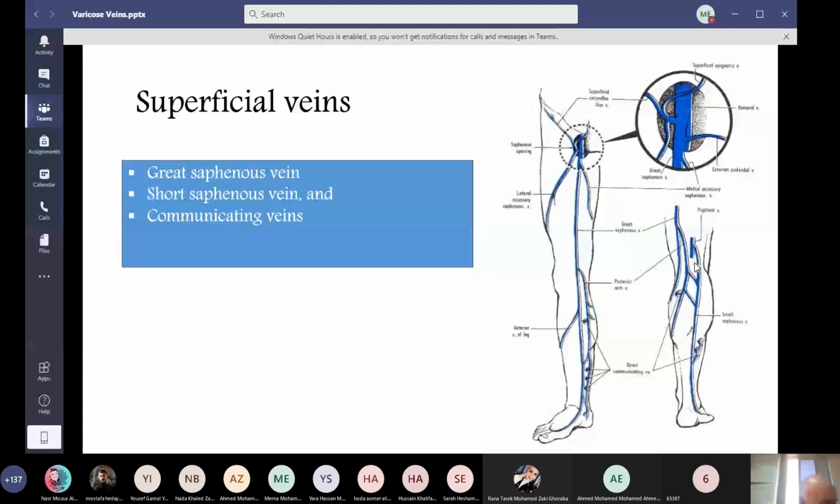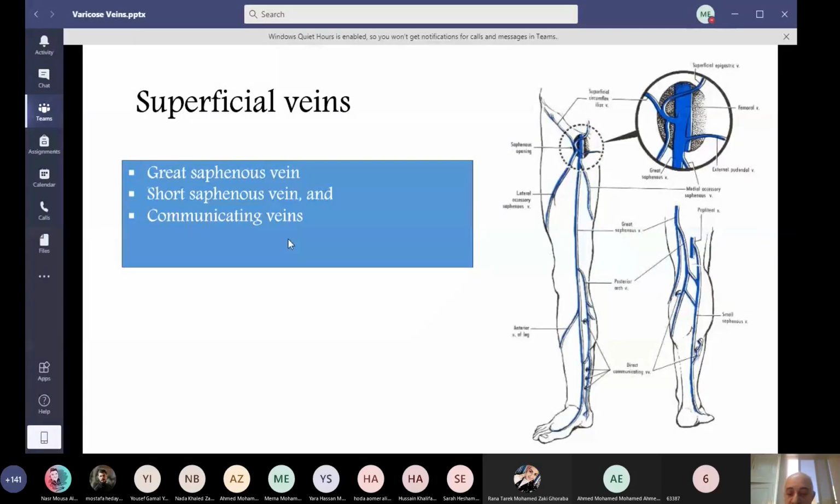the blood in the opposite direction. There are also what are called the communicating veins, and they have different names according to their situation and location. This is beyond our scope. So we have the great saphenous system and the short saphenous system, and there are communicating veins in between, as we have elucidated to you.